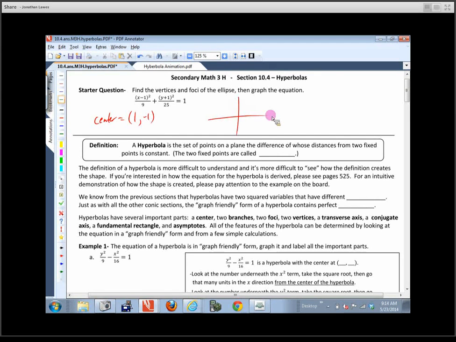So if we were to graph this, 1, negative 1, and then we're going to go 3 units in the x direction, 1, 2, 3, right there, 1, 2, 3, so right there. And then we'll go 5 units up here and down here, and then we'd label all of those, right?